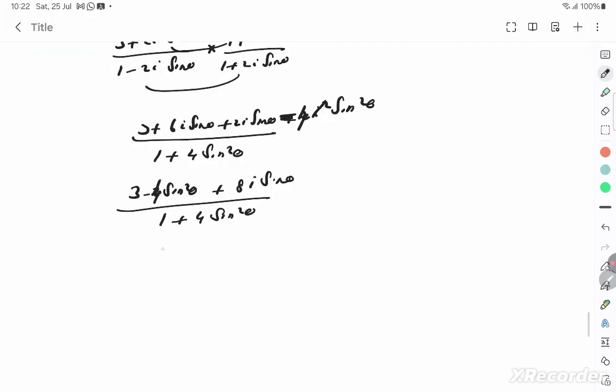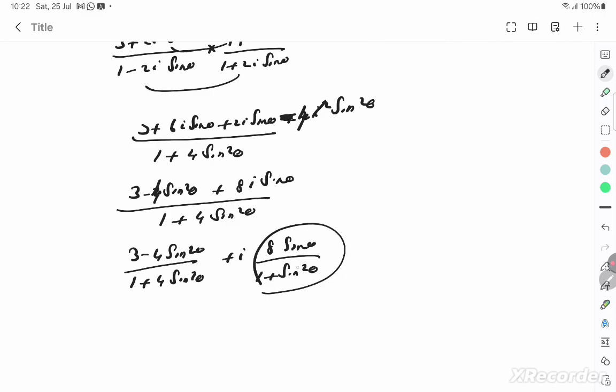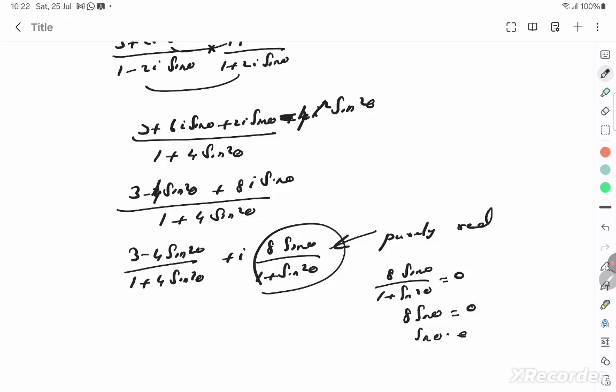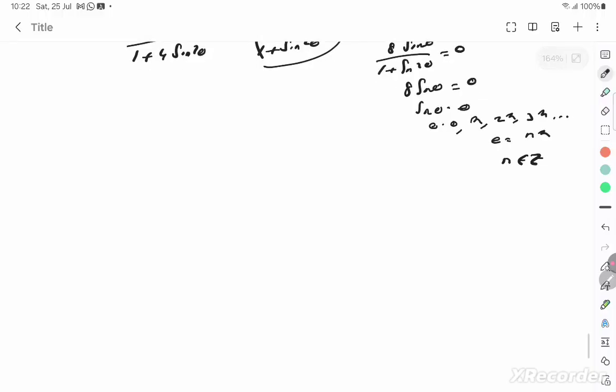And you write the real term separately and the imaginary term separately. In this question, they said purely real, which means the imaginary part is 0. So 8 sine theta by 1 plus 4 sine square theta is 0. Therefore, 8 sine theta is equal to 0. As sine theta is equal to 0, this will occur when theta is equal to 0, pi, 2 pi, 3 pi, dot dot dot, general formula n pi, where n is an element of Z, an integer. So let's go to example 16.